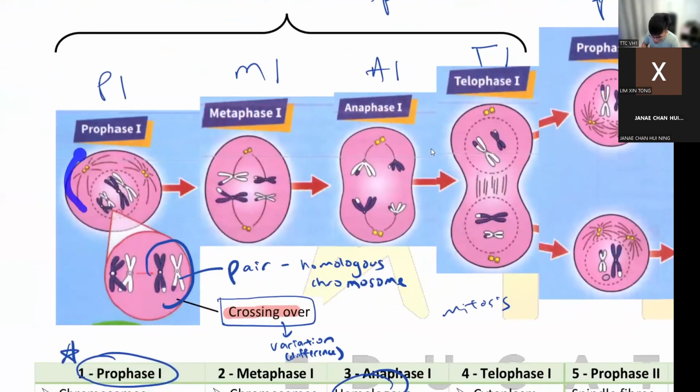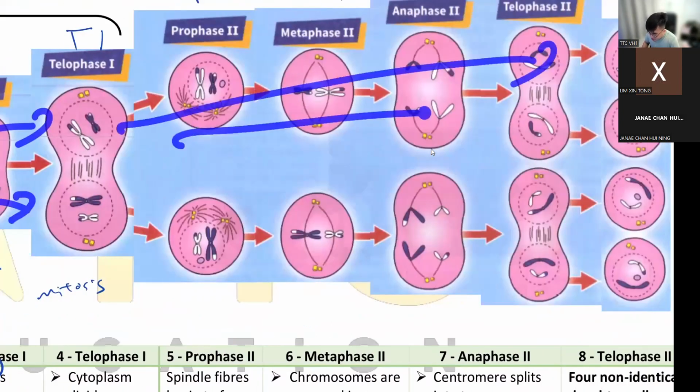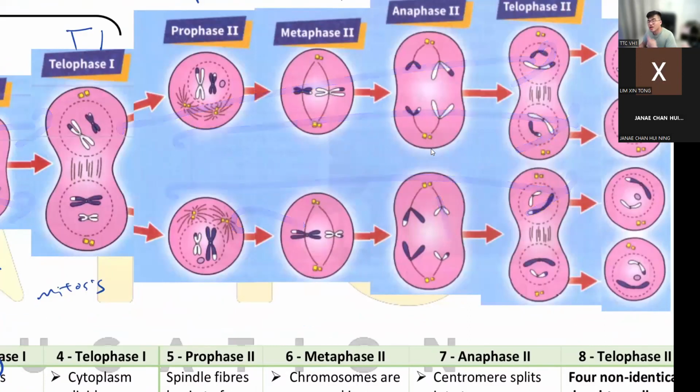So you see, I do meiosis 1, I get 2 cells. I do meiosis 2, I get 4 cells. Because I do it twice, I get 4 cells. So this is the difference.